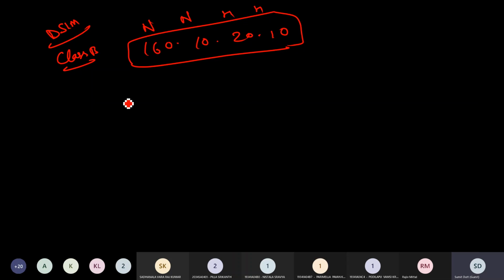As I explained in the last session, it is very simple. Just convert all your network bits to 1 and convert all your host bits to 0. That will give you your default subnet mask. So if it is class B, it means it is network, network, host, host, so it will be 255.255.0.0.